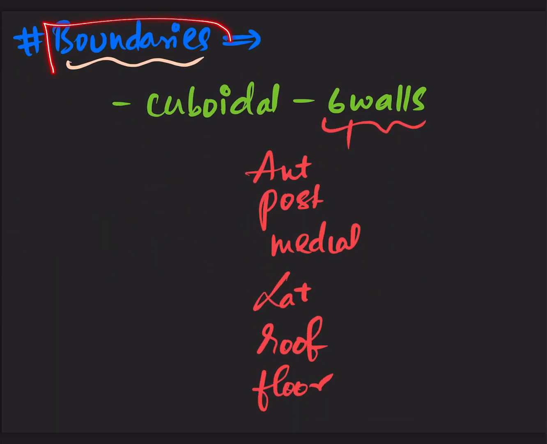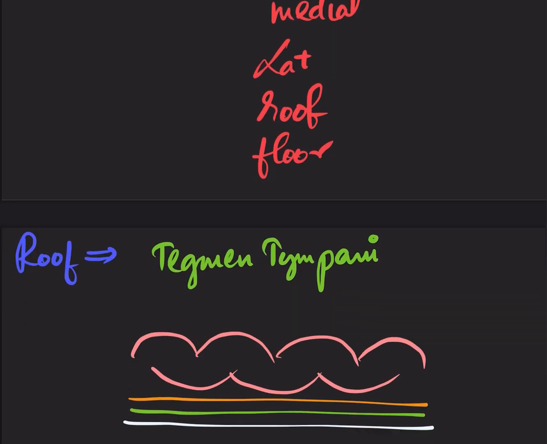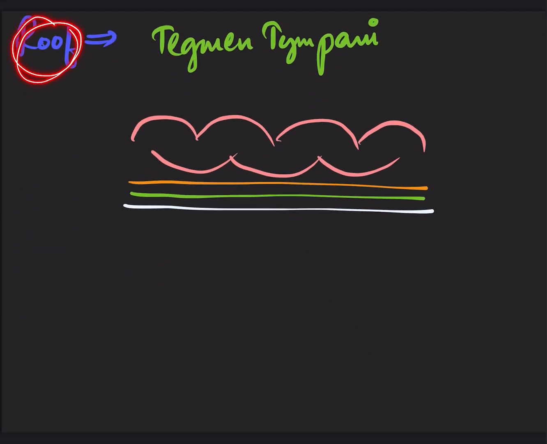So this middle ear cavity appears like a cuboidal structure. We know the cuboidal structure will have six walls, namely the anterior, posterior, medial, lateral, roof and the floor, right? Now, firstly, let's talk about the roof. The roof of the middle ear cavity is formed by the tegmen tympani. What is this tegmen tympani?